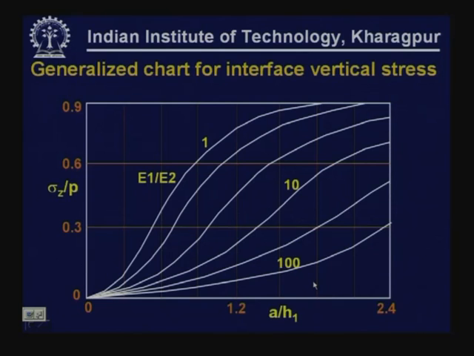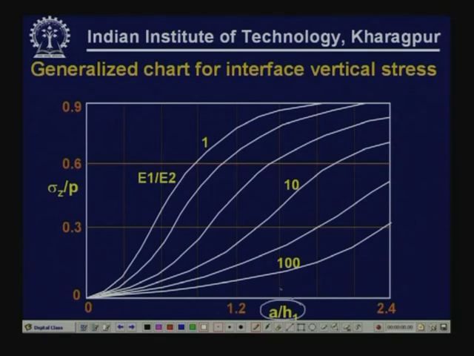A more generalized chart for determining the interface vertical stress is given in this chart, where A by H1, A is the radius of the load contact area, H1 is the thickness of the pavement, that is the first layer. So, if you know the thickness of the pavement layer and also the ratio of E1 by E2, we can find out sigma Z.